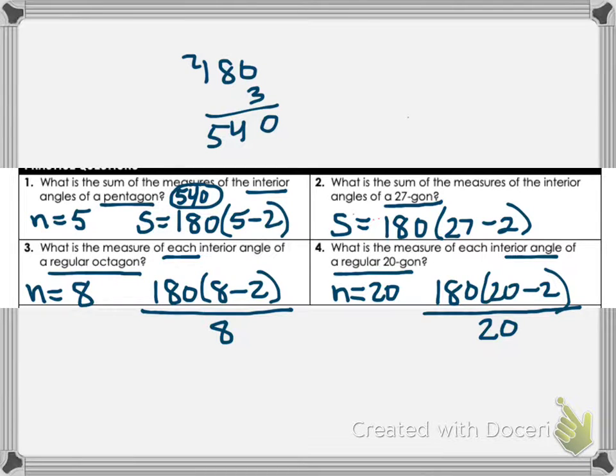So let's see here. We've got 180 times 25 is 4,500 degrees. And then this one is 180 times 6 divided by 8 is 135 degrees. And then number 4, we've got 180 times 18 divided by 20.